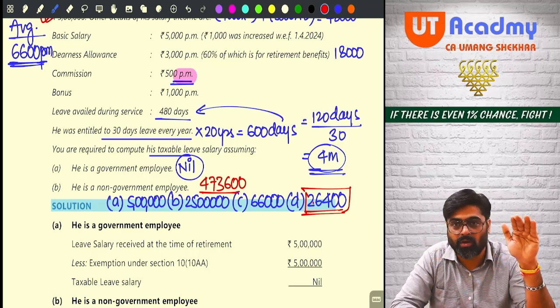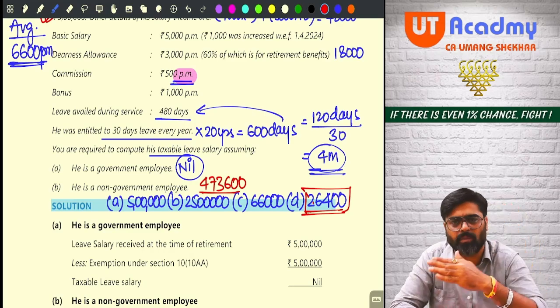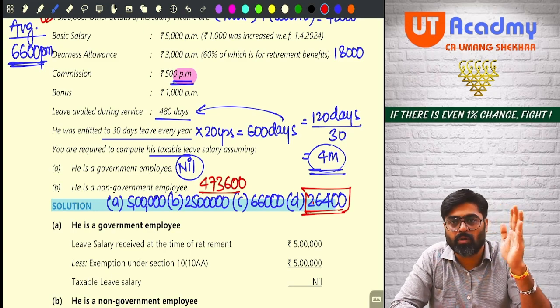Okay. So tomorrow we are meeting and we will be meeting for the perquisites and the balance part. And VRS compensation and retrenchment compensation also we are going to do tomorrow. Okay. So tomorrow will be the same time.